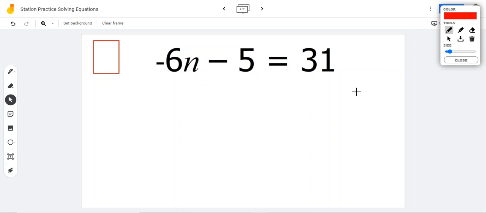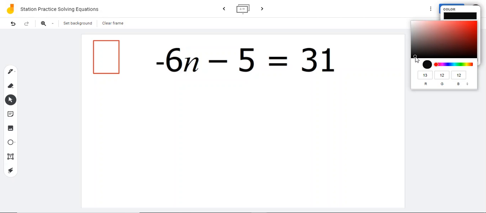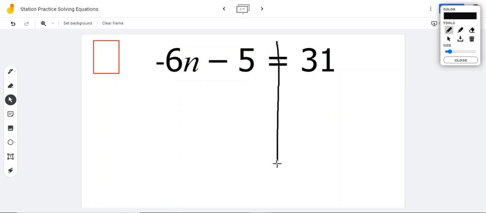So let's solve this one together. First thing you want to do, of course, is to draw a line to make sure that you are separating both sides of the equation. Okay? And then before you even start a problem like this, I'd like to read it out loud so that I know what I'm dealing with.